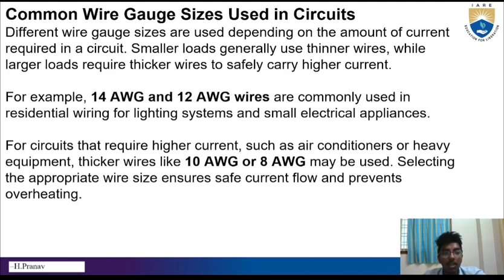So, the common wire gauge sizes used in circuits differ depending on the amount of current required in a circuit. As we discussed earlier, smaller loads generally use thinner wires, while larger loads require thicker wires to carry current safely. For example, 14 and 12 AWG wires are commonly used in residential wiring, lighting systems, and small electrical appliances. For circuits that require higher current, such as air conditioners or heavy equipment, thicker wires like 10 AWG or 8 AWG may be used. Selecting the appropriate wire size ensures safe current flow and prevents overheating.